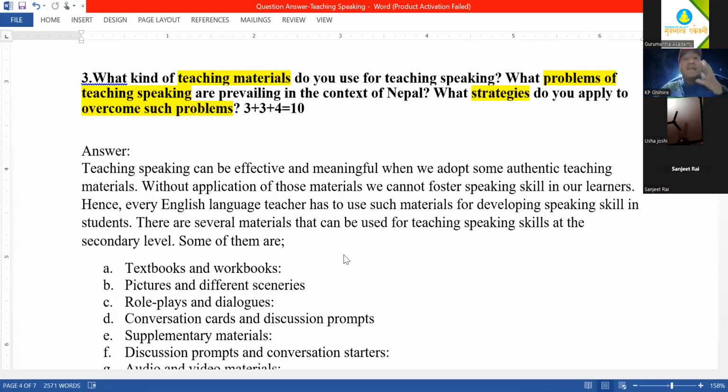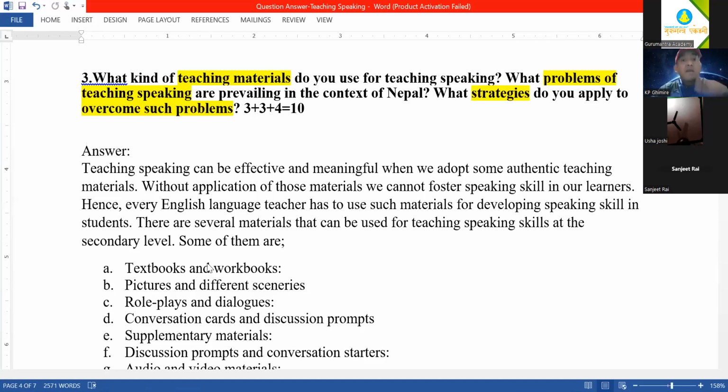So how to write the answer technically, this is the most important part. What I am supporting you with today is writing skills. So remember, you start your answer in this way. Teaching speaking can be effective and meaningful when we adopt some authentic teaching materials. And without application of those materials, we cannot foster speaking skills in our learners. Hence, every English language teacher has to use such materials for developing speaking skill in students. There are several materials that can be used for teaching speaking skills at the secondary level.